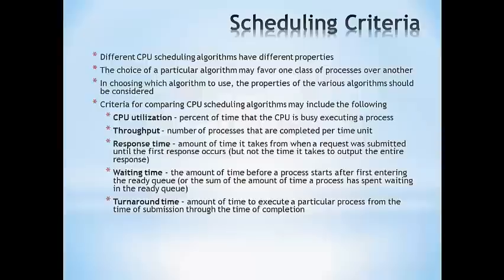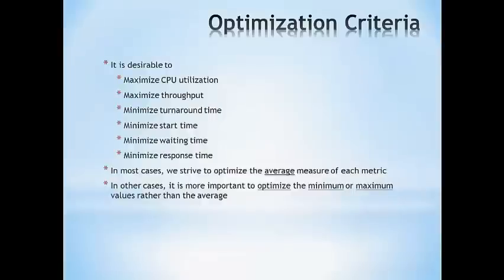Waiting time is the amount of time spent by a process in the ready queue. Turnaround time is the total time taken from submission through to completion. Based on these criteria, it is desirable to maximize utilization and throughput and minimize turnaround, response and waiting time.